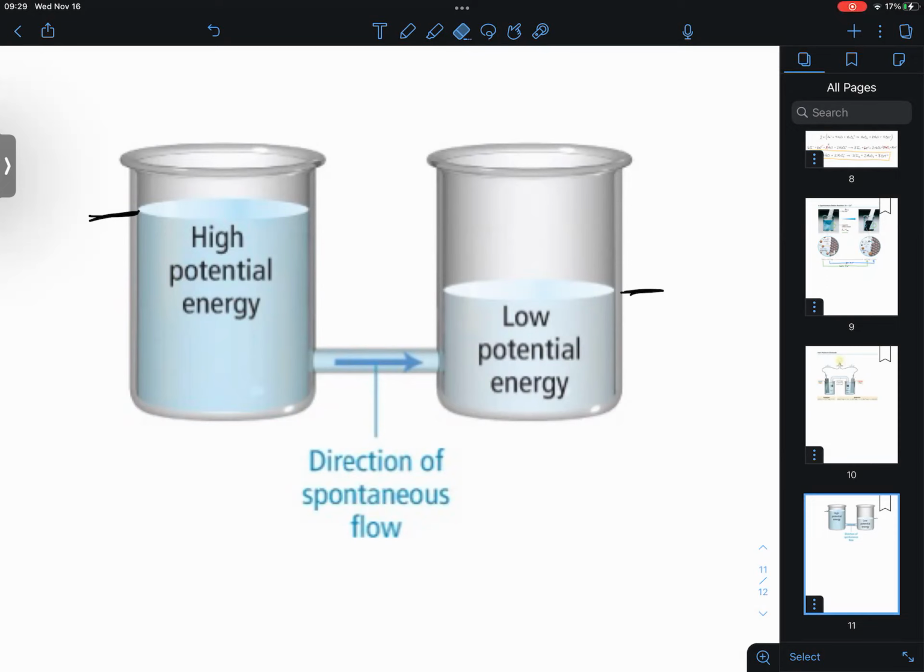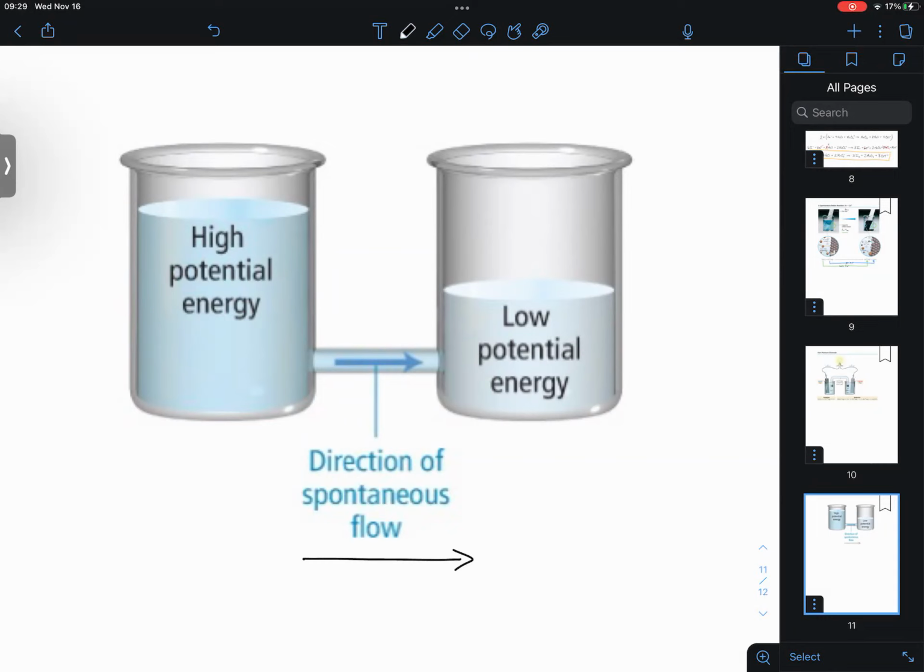There's going to be this natural flow of water from one container to the other until they are at the same water level, right? Until they're at the same level here. So this one would have this higher potential. This end over here has a lower potential. And so that's why we have this spontaneous flow of water in this particular direction.